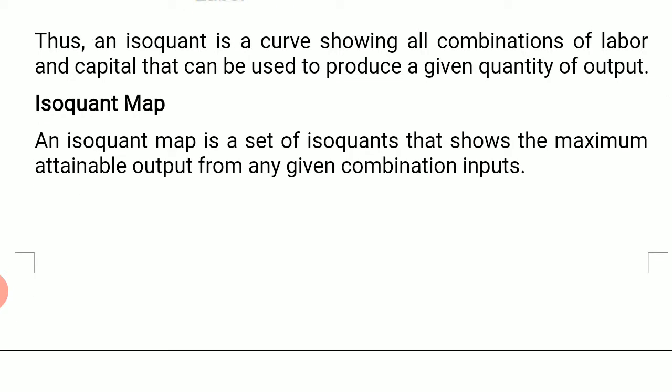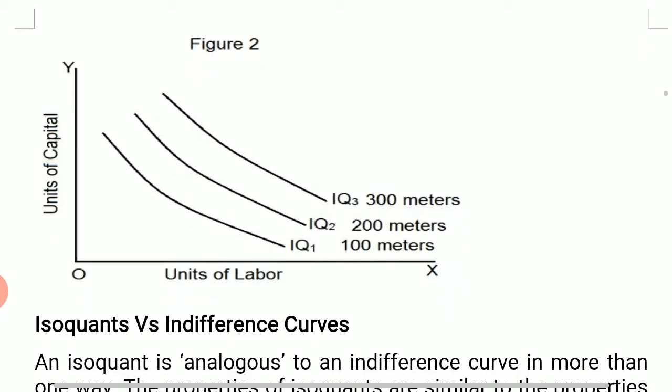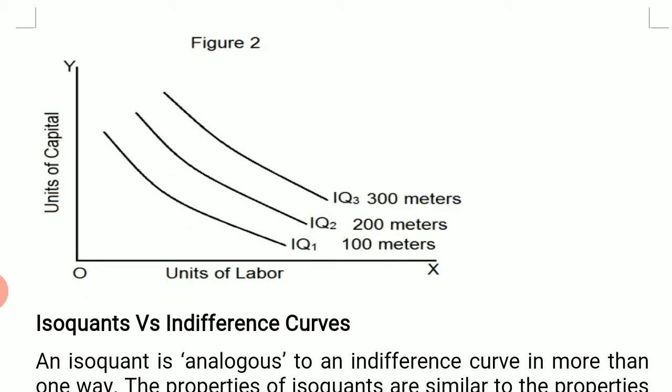Now, what is an isoquant map? An isoquant map is a set of isoquants that shows the maximum attainable output from any given combination of inputs. Now, this is an isoquant map where on one side we have taken labor, on the other capital. Here we have different isoquant curves, isoquant 1, 2, 3, and here we get the total output of 100 meters, 200 meters and 300 meters with different combinations of labor and capital.